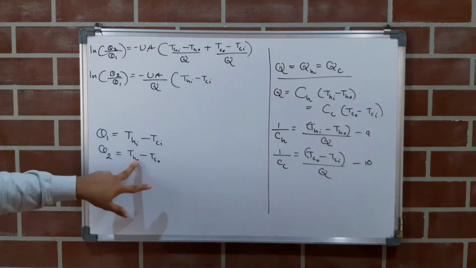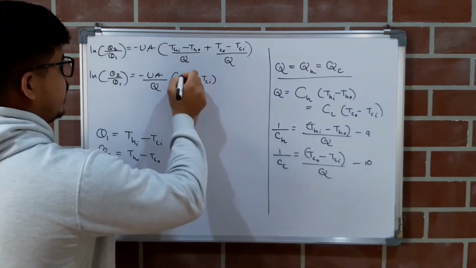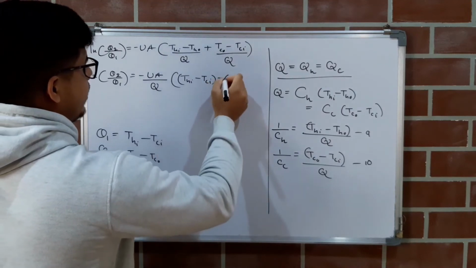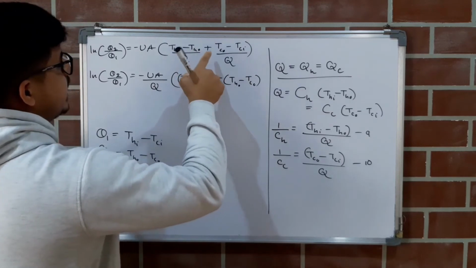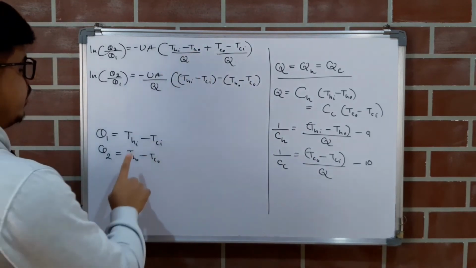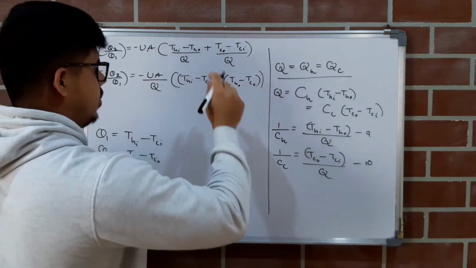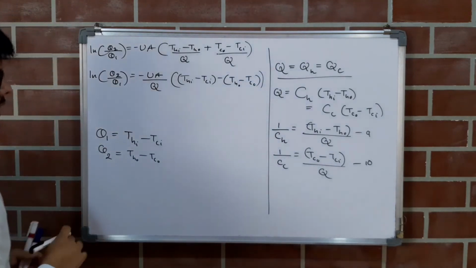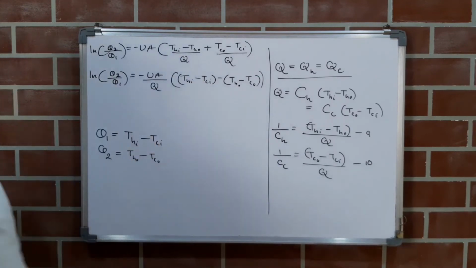We have THO and TCO. Yes, we have THO, TCO. But the difference is, we have to bring a minus common. So it will be THO minus TCO, because here we have TCO minus THO, but we want THO minus TCO. We will bring a minus sign outside. So it will be minus of THO minus TCO. So you can see here we have theta 1 and here we have theta 2.